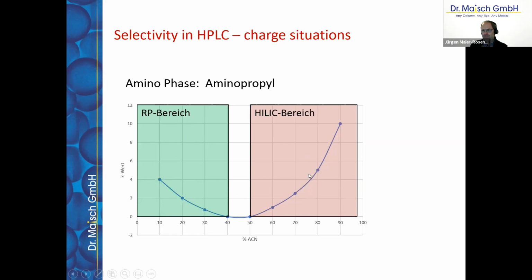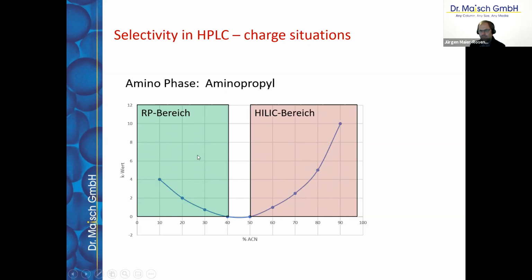Going to a higher concentration of acetonitrile, we no longer have a reverse phase situation, because the lipophilic character of the stationary phase is too low for these high organic concentrations. What we have here is a polar phase, the amino group, and a high concentration of acetonitrile, and therefore we have a HILIC area. If you're doing method development on these very polar phases, you always have to be aware that you are not mixing these two areas.